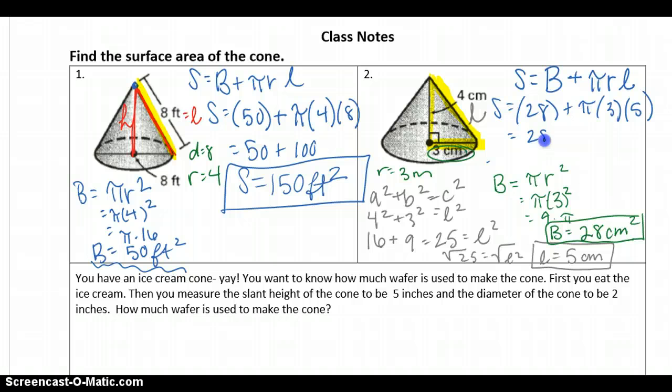So I'll get 28 plus pi times 3 times 5 is 47 if we round to a whole number. So when I add those together, I get that the surface area is 75 centimeters. Is that right?